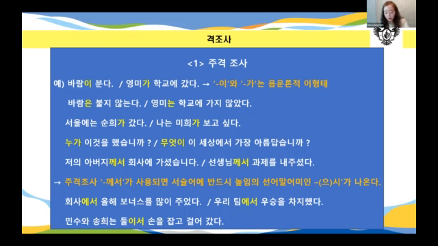Okay, let's look at the next sentences. 회사에서 올해 보너스를 많이 주었다. Not 보, you have to pronounce it as 보너스. And 우리 팀에서 우승을 차지했다. The subject particle 에서 has a very special function. 에서 is an adverbial particle that originally has the meaning of place, such as to or at.